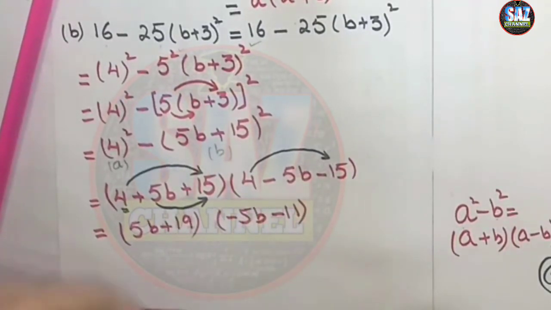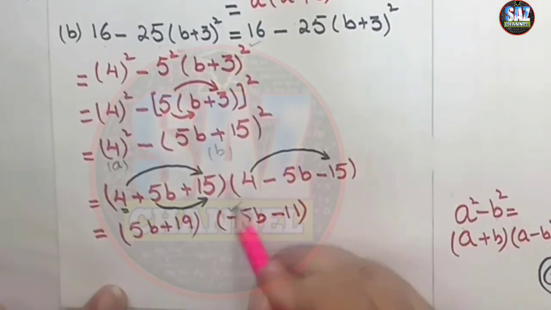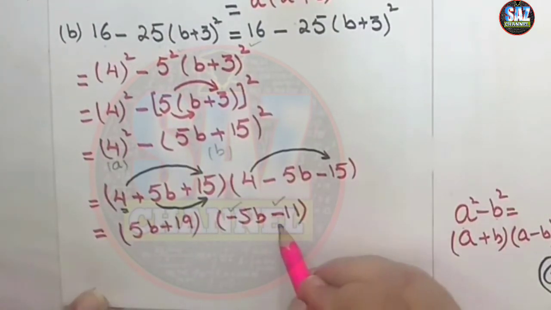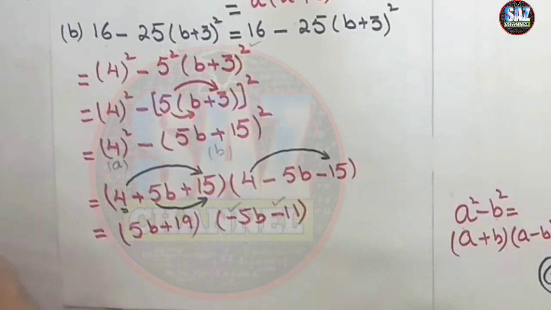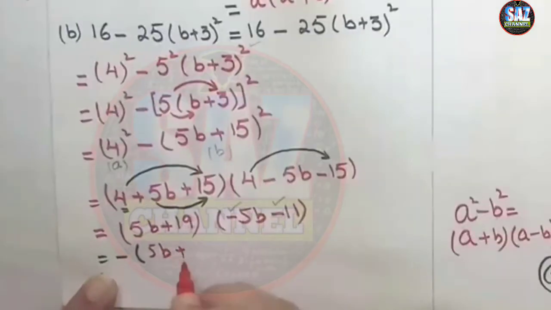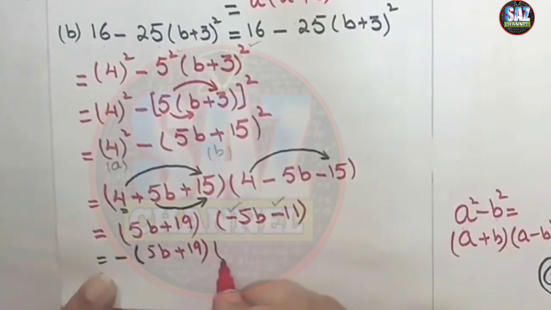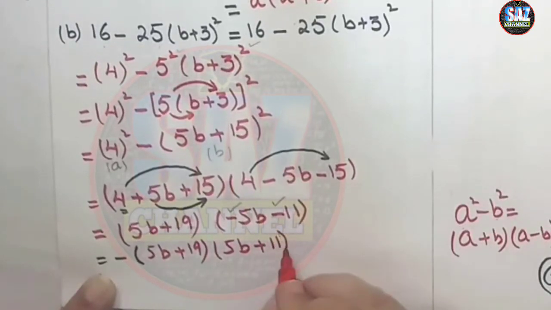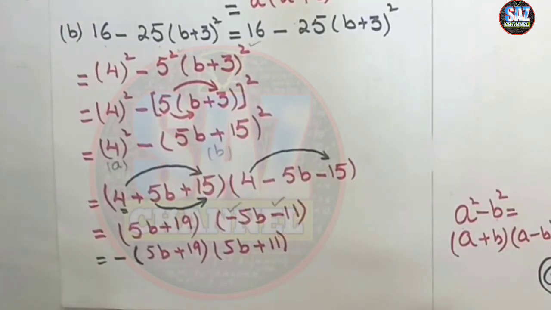Here again, it is an important step to understand that 5b and 11 both have the negative sign. We have to extract this negative sign out and write it as a common factor in the beginning, and my answer will be minus 5b plus 19 into 5b plus 11. Be careful about the minor calculations. Thank you very much. I hope you have understood this question.